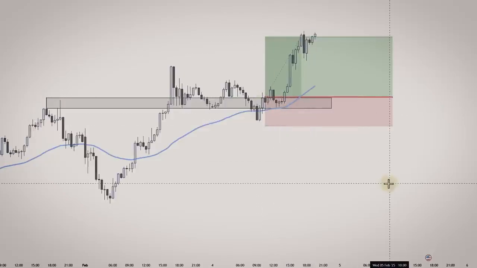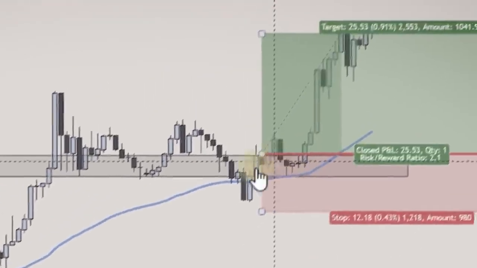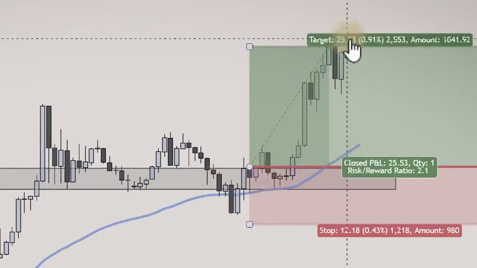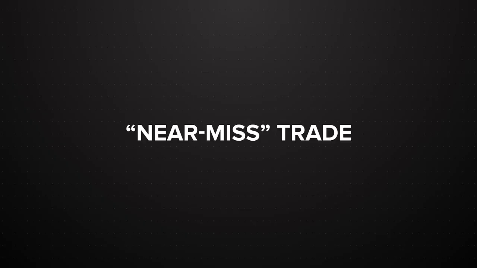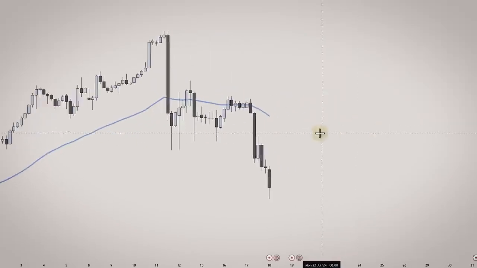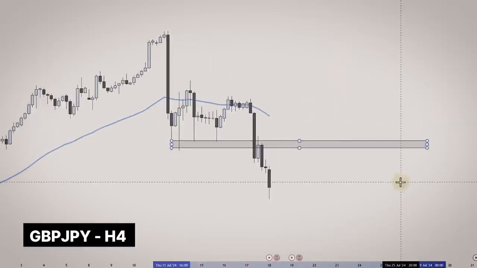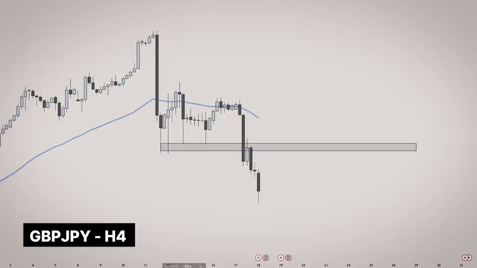These perfect confluence trades like this don't come every hour, but when they do, they tend to work beautifully. Now, you don't need perfect alignment to make money. Here's pound yen on the 4-hour chart. We have a key level here.